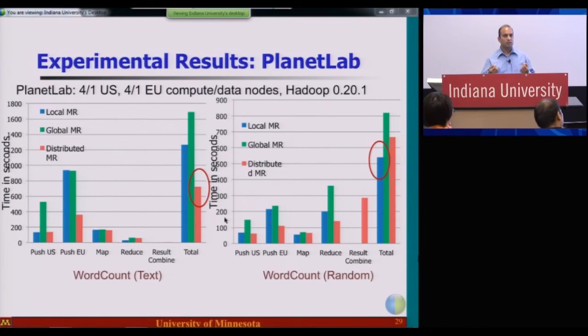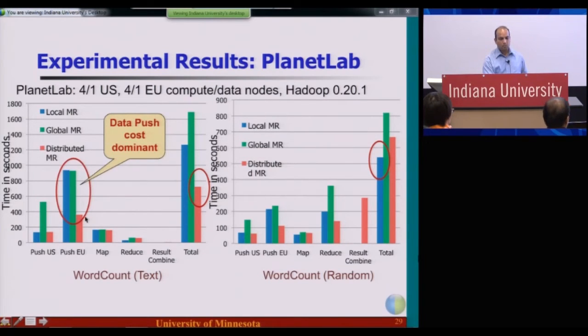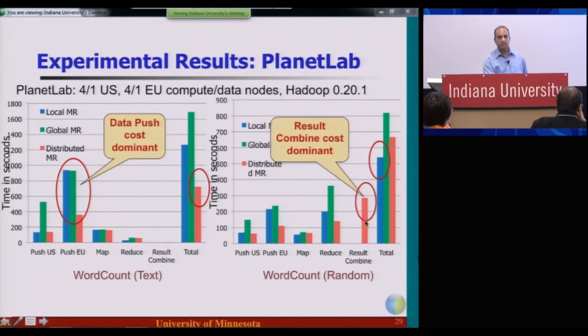there are many more unique keys in the data. So now what we see is that a completely different architecture, the local MapReduce, where you are running everything centrally, is actually doing the best. The reason for that is that in the first case, pushing the input data to the mappers was the dominant cost. But in the second case, combining the intermediate and the output result was the dominant cost.